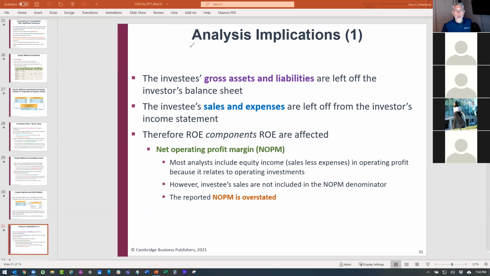Here's where it gets tricky. And this is where you as the analyst really earn your stripes, so to speak, is when we recognize what happens when gross assets and liabilities are left off the investor's balance sheet. Because we're using this accounting to book an investment as an investment itself. But really, we have rights to a certain percentage of another business's revenues.